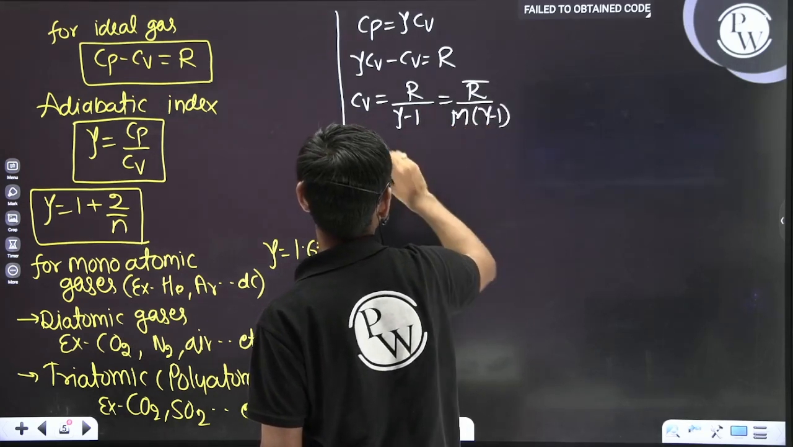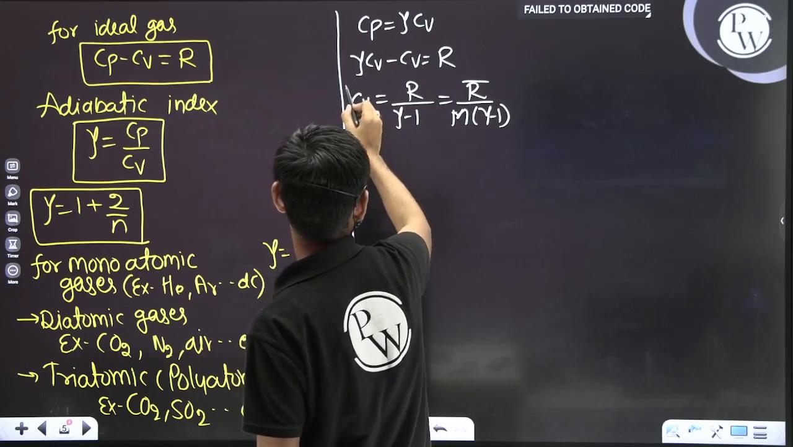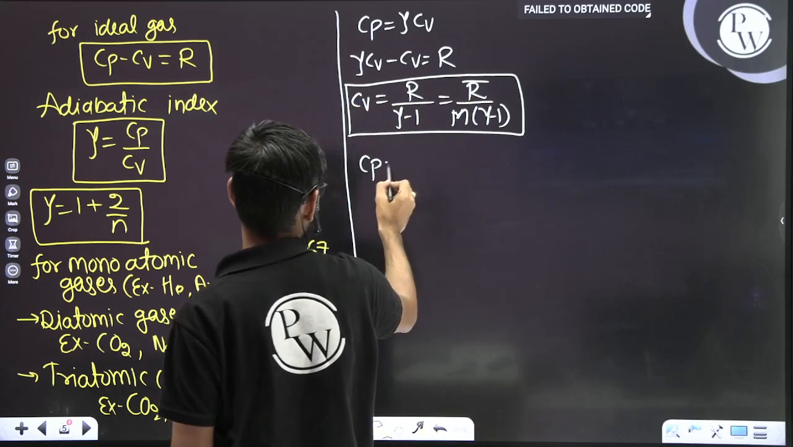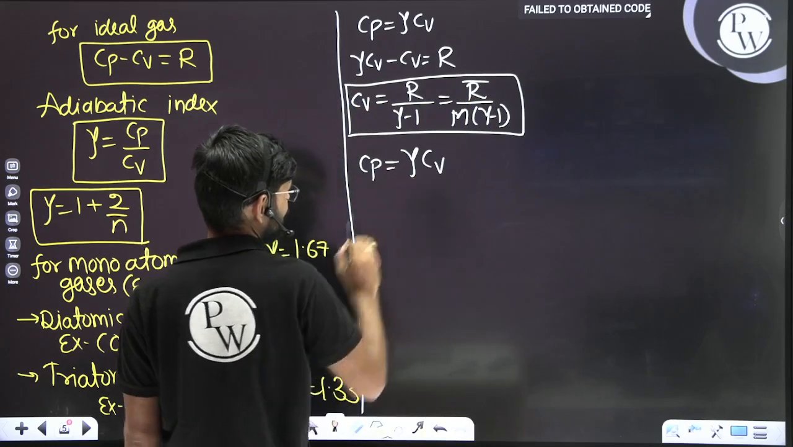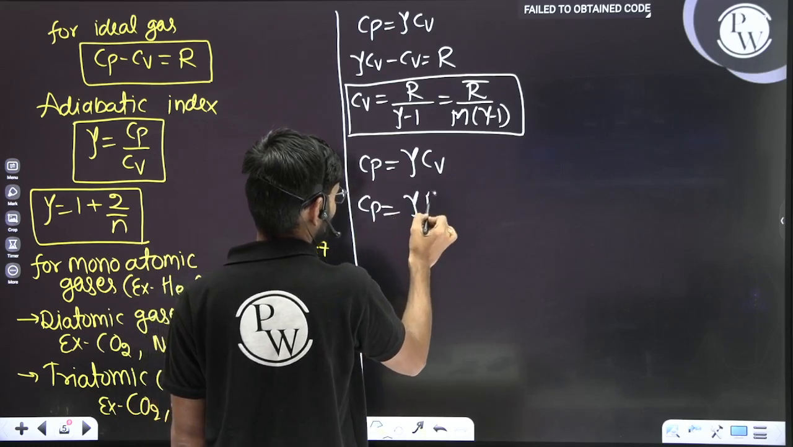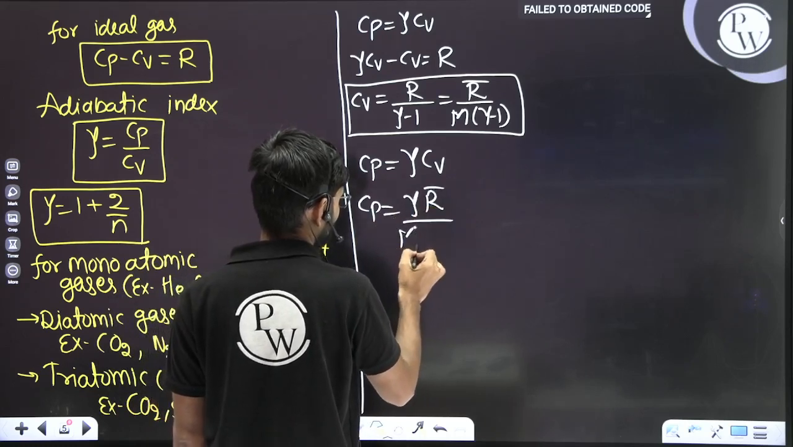Clear? So this is the value of Cv. Similarly, we can find out the value of Cp. Cp is equal to what? Gamma times Cv. Right, gamma times Cv. So Cp can be written as gamma R bar by M into gamma minus 1.